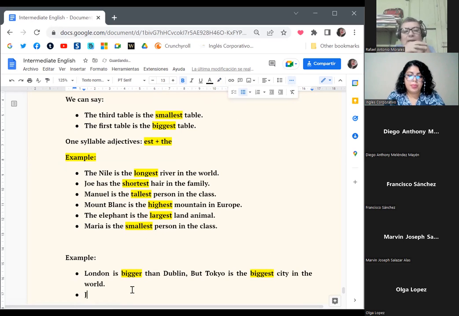Then we have John is taller than Mark, but Brian is the tallest in the family.